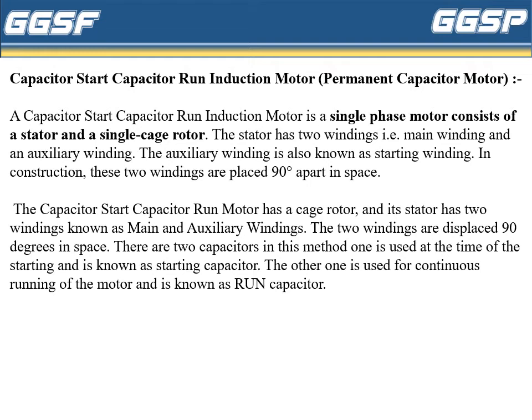The capacitor start capacitor run induction motor has the cage rotor, and its stator has two windings known as main and auxiliary windings. These two windings are displaced 90 degrees in space. There are two capacitors in this method. One is used at the time of starting and is known as the starting capacitor. The other one is used for continuous running and is known as the run capacitor.